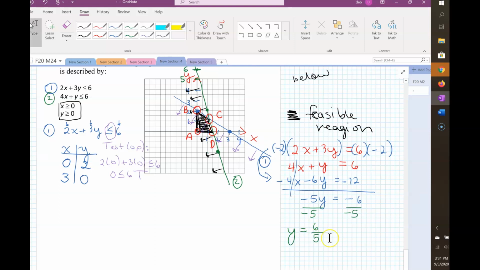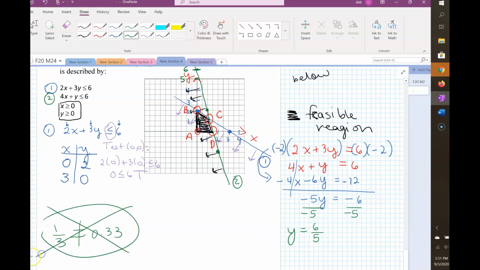Now this problem was not given with decimals or fractions, so you're really free to use whichever form as long as it's exactly the same. So for example, 1/3 does not equal 0.33, so don't use this as an exact replacement because it's not exactly the same. But 6/5 is exactly the same number as 1.2. So you're welcome to use either one, whichever you're more comfortable with.